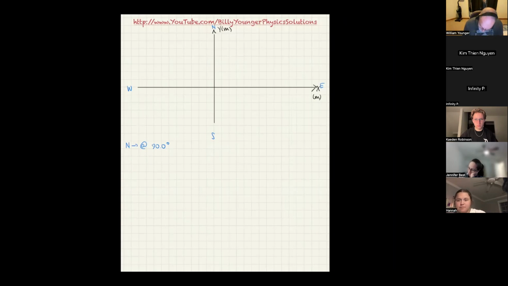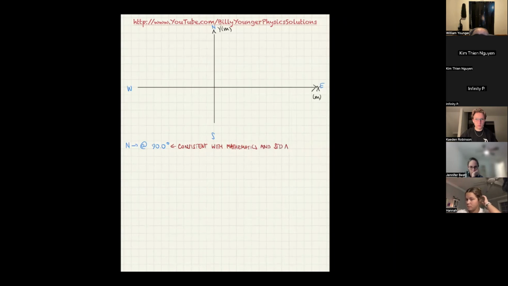So I'll say consistent with mathematics and standard angles, but inconsistent with compass headings.